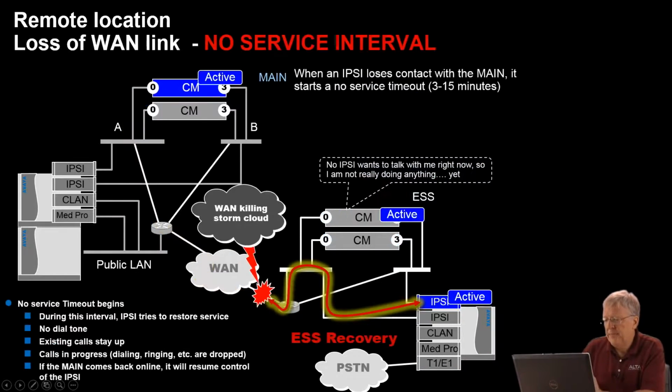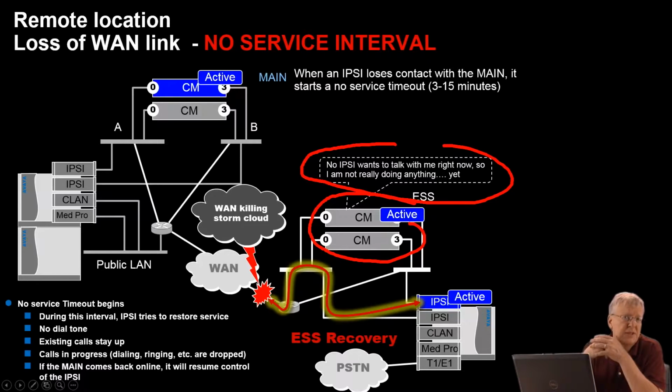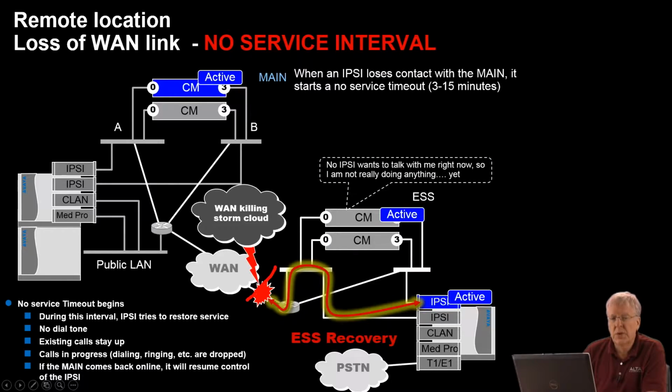But what would happen if a WAN-killing storm cloud comes along and knocks off a WAN link? Now, if this is the case, the communications managers up here are just sitting around thinking, hey, no IPSI is really connected to me, but I think I'm active in my mind. I'm ready. Whenever it comes to me, I'll start controlling it. During this phase, once the WAN-killing storm cloud is hit, these guys are out of service.